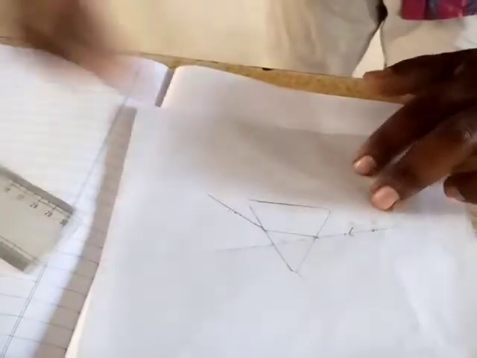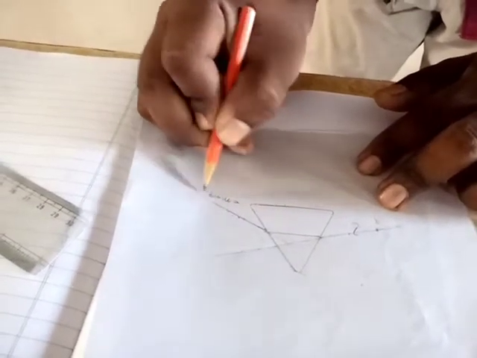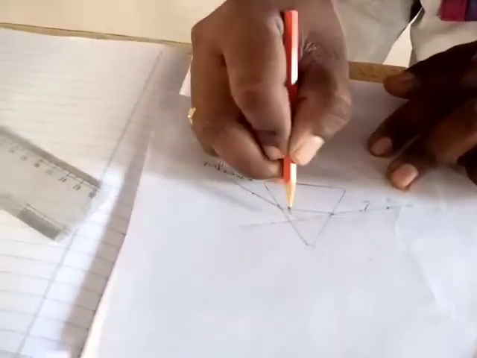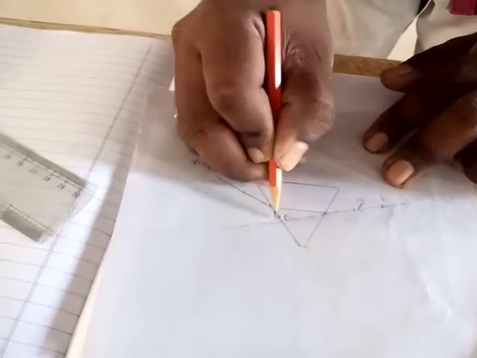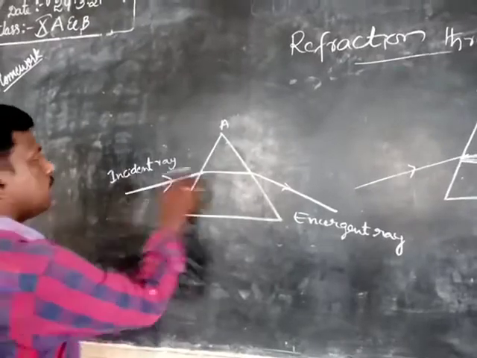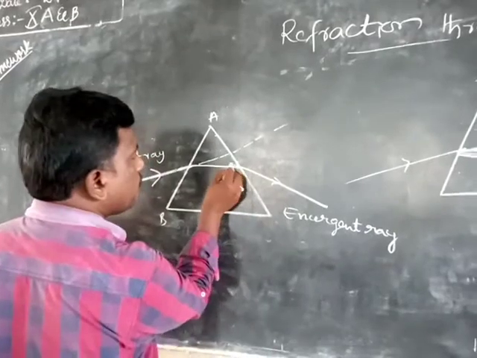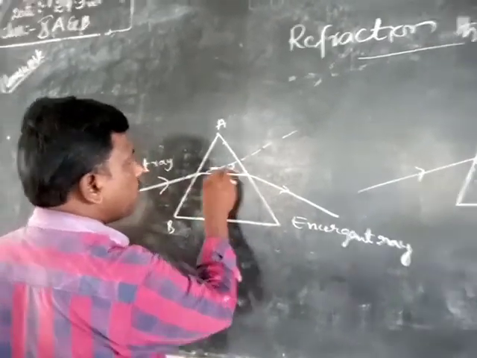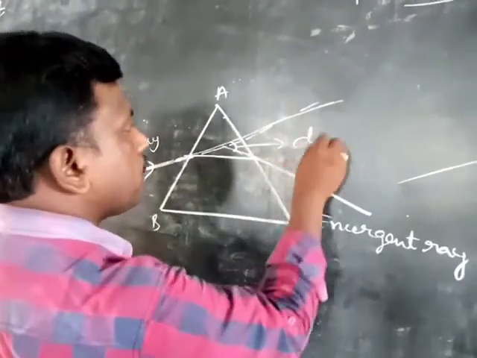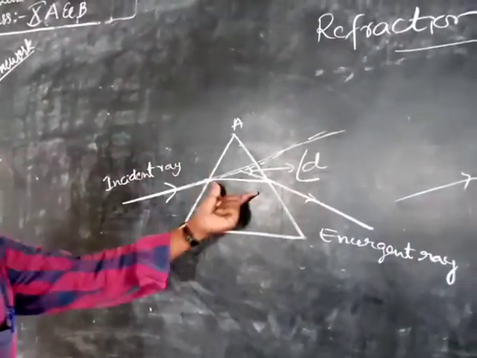So the angle formed between the emergent ray and the actual path, this angle is what we call the angle of deviation. Children, this is the actual path. This is the emergent ray. The angle formed between the actual path and the extended emergent ray is called the angle of deviation. This is the incident ray.